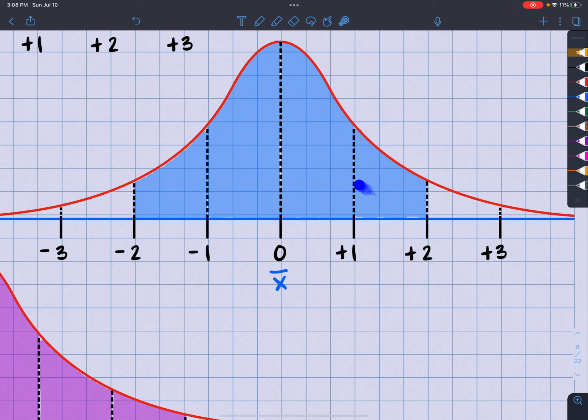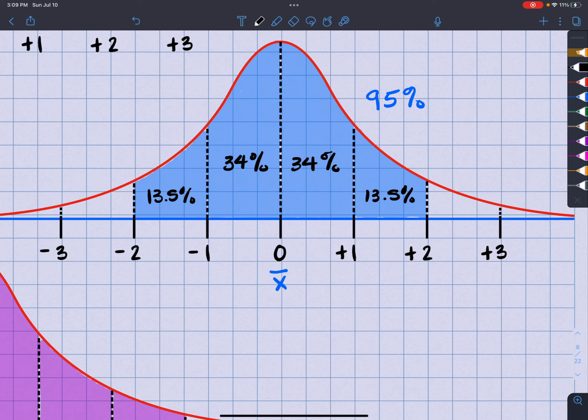This whole blue area is 95%. But again, I know that in here is 68%. So the question is, what's left over out of the 95%? I know that this is 34, and I know that this is 34. So I can take the 95% and subtract the 68%. 95 minus 68, I'm going to have 27% left between here and here. And if I break those two in half, I'm going to have 13.5% left.